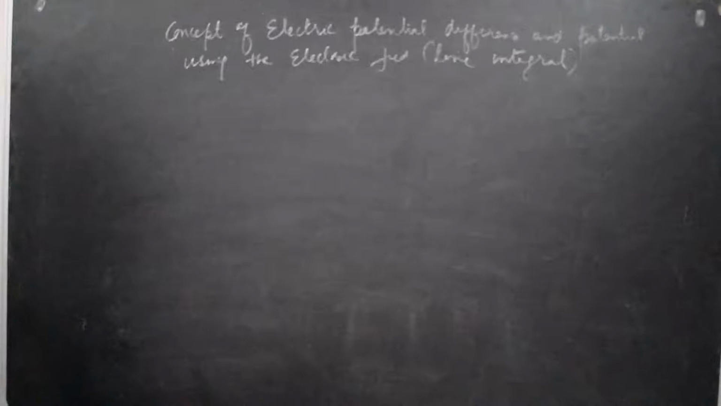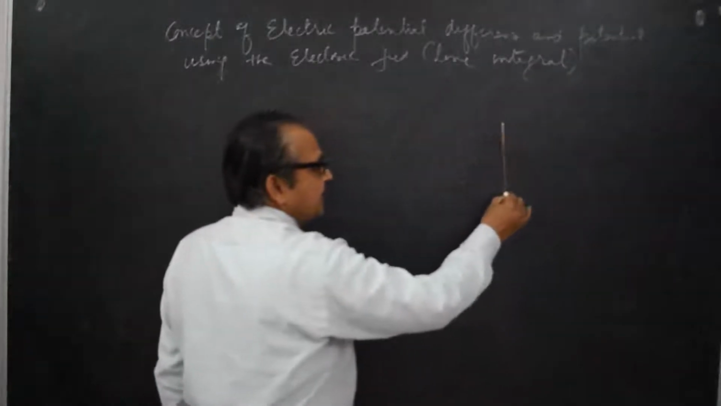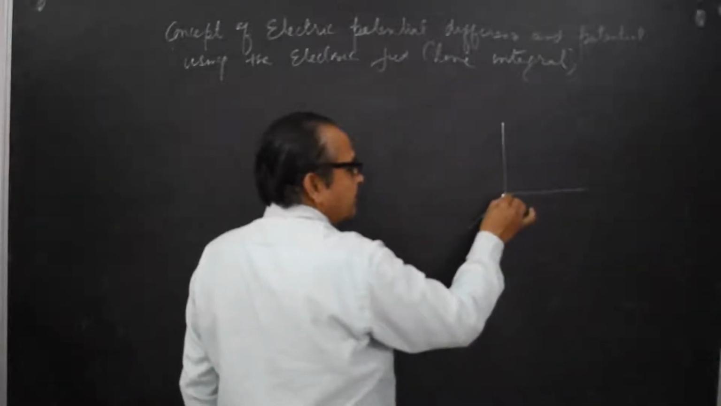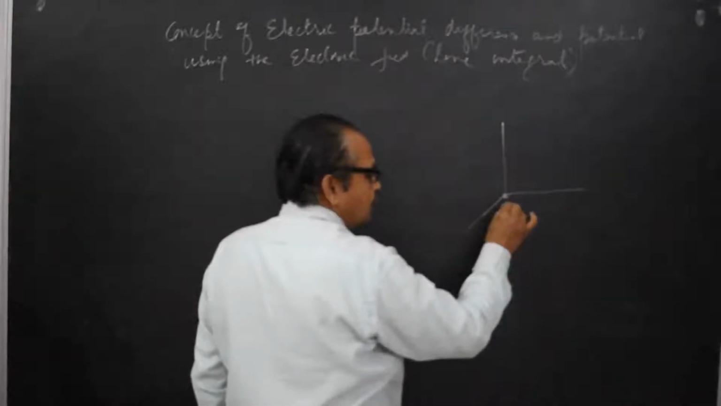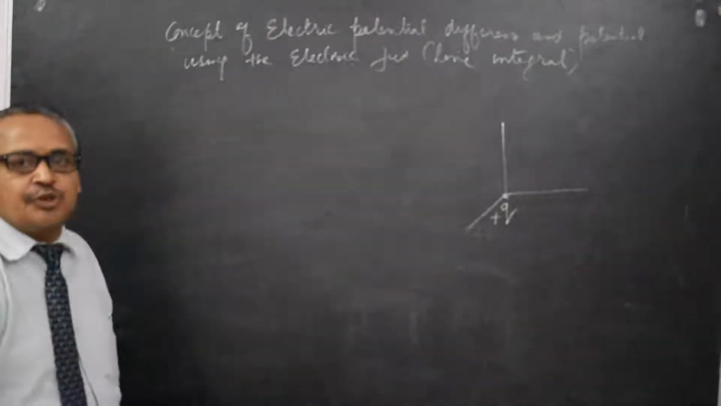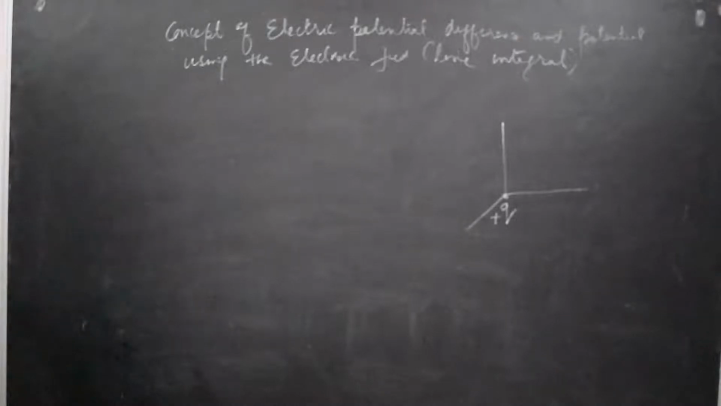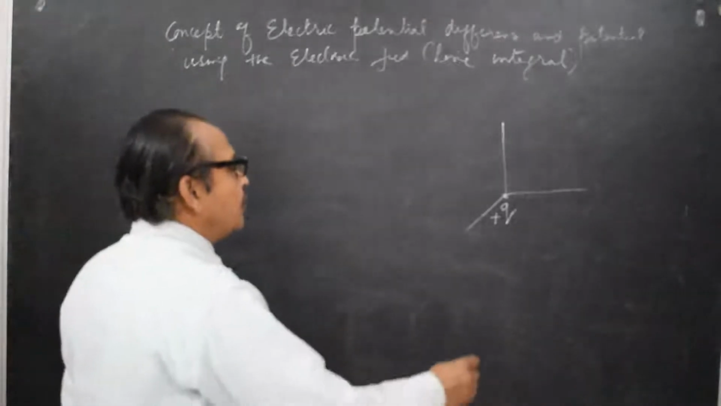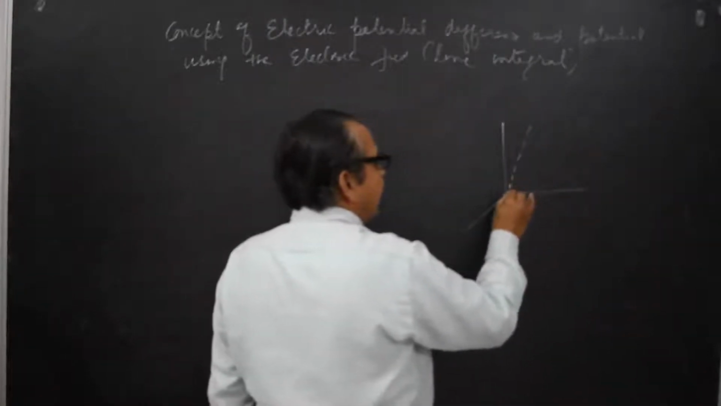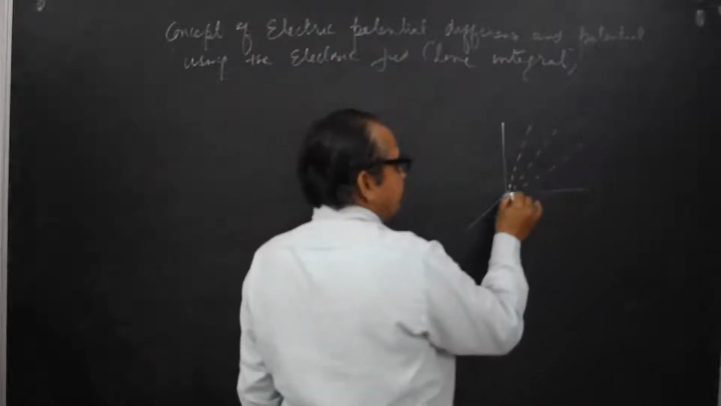Clear? Let's go. Again, we will assume that we have a Cartesian format where at the origin I have placed a charge plus q. As usual you all know, due to this charge there will be a development of electric field in all directions.